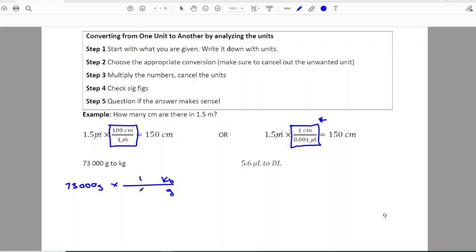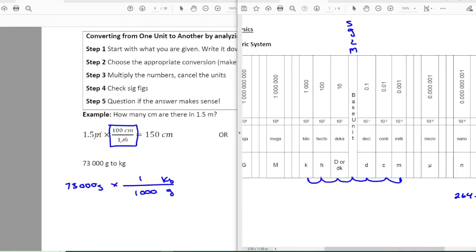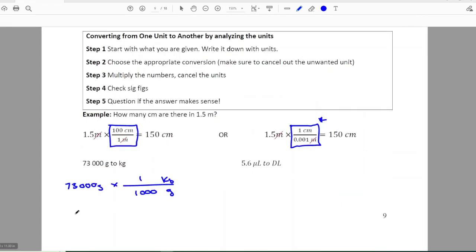I know that 1 kilogram is 1,000 grams, and that's also what my data package would tell me, right? So if you look over here, 1,000 grams is 1 kilogram. So what am I typing in my calculator? Well, 73,000 times 1 divided by 1,000. You don't need to write times 1 because it won't do anything. So I'm just going to do 73,000 divided by 1,000, which will give me 73 kilograms, maintaining significant figures.